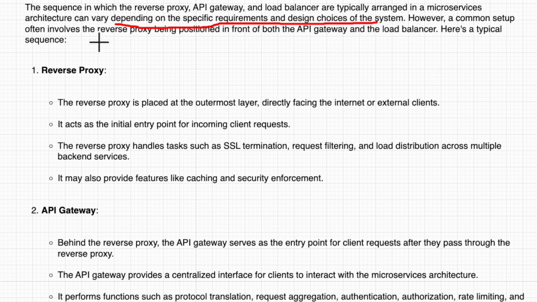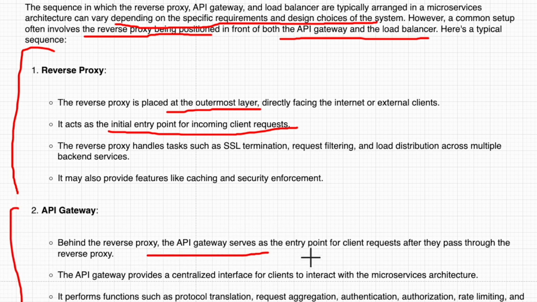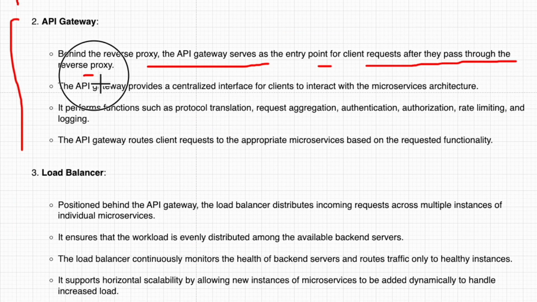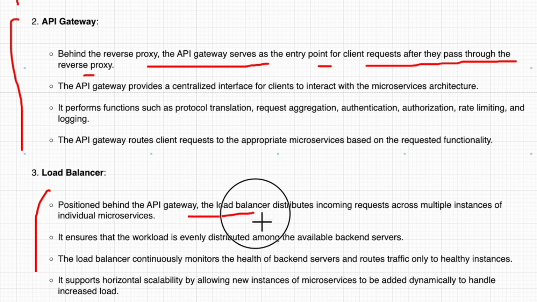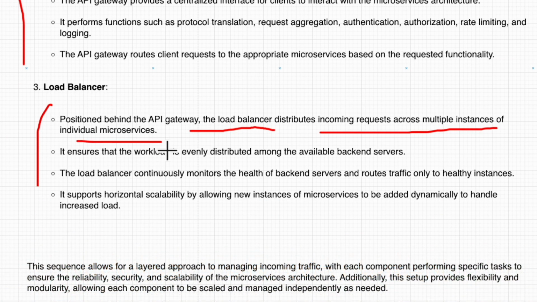However, a common setup often involves a reverse proxy in front of both the API gateway and load balancer. So here is a typical sequence. Reverse proxy: it is placed at the outermost layer and acts as the initial entry point for incoming client requests. API gateway: behind the reverse proxy, it serves as the entry point for client requests after they pass through the reverse proxy. Load balancer: positioned behind the API gateway, it distributes incoming requests across multiple instances of individual microservices.